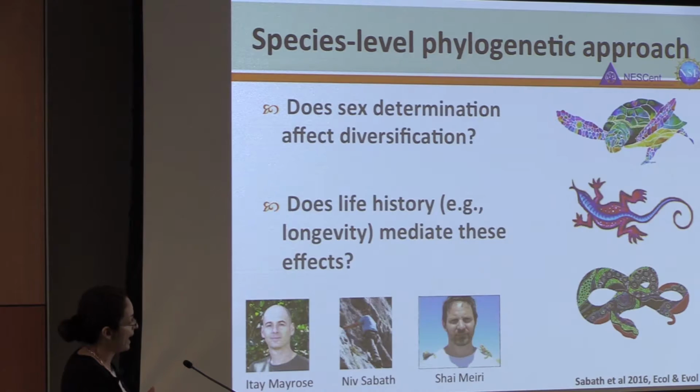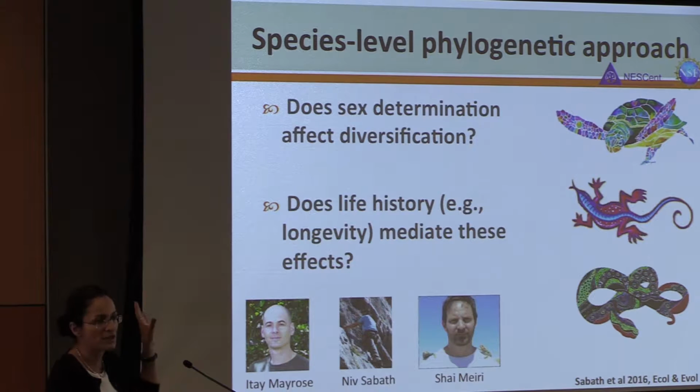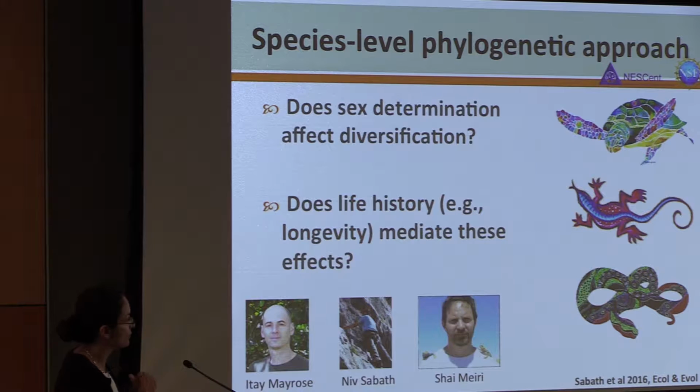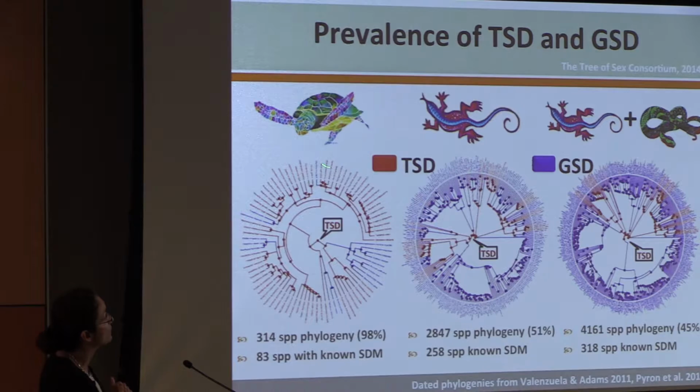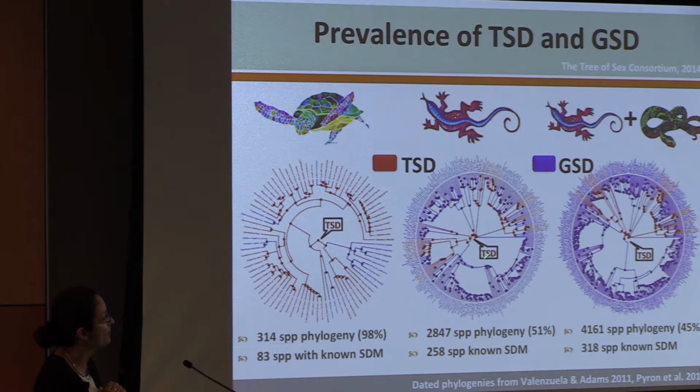So we took a look at this question as part of the Tree of Sex working group, and we asked, with colleagues at the University of Tel Aviv, whether sex determination might affect diversification and whether some life history traits, such as longevity, might affect the effects that we observe. The prevalence of TSD and GSD varies between lineages. We explored these for turtles and for lizards, or the combined lizards and snakes, the squamates. You can see that the prevalence of TSD, in red, is higher in turtles, whereas GSD is more common in lizards, or in squamates.